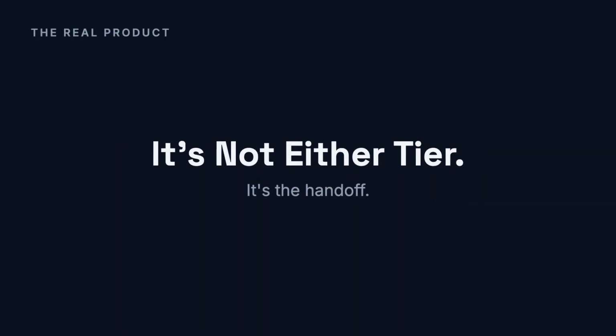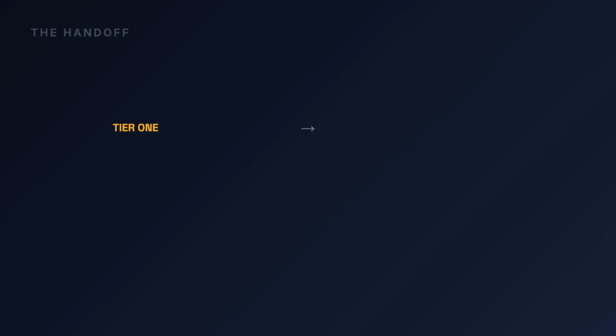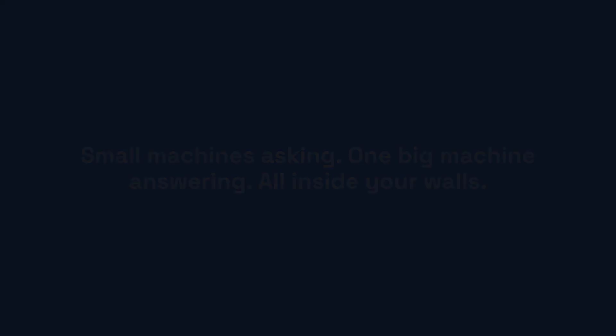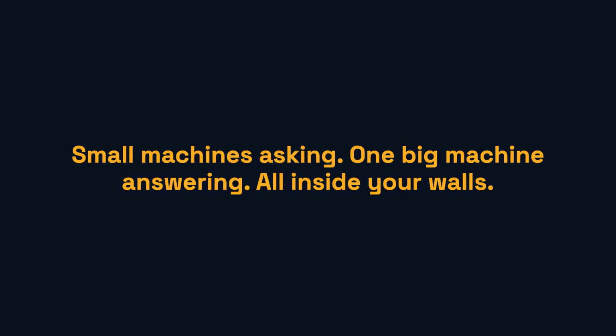And here's the part I most want you to see. The product of this series isn't either tier. It's the handoff between them. The always-on layer takes a job, passes it across your own network to the muscle, which thinks and hands the answer back. Once that chain exists, small machines asking, a big machine answering, all inside your walls, everything else in this series just plugs into it.